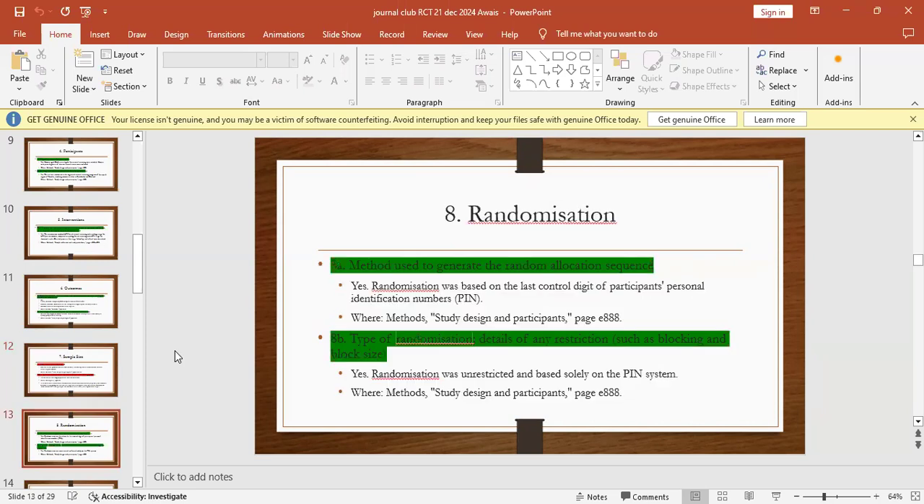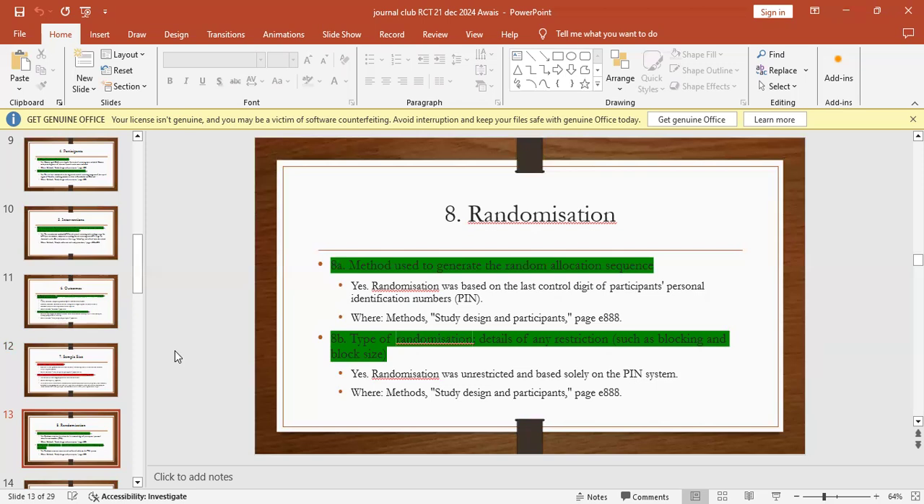Next, randomization. Whether the article has given the method used to generate the random allocation sequence. Yes, the randomization was based on the last digit of participants' personal identification number. For randomization, they use the last digit of their pin code, that is given to them at the time of their birth and remains the same throughout their lives.